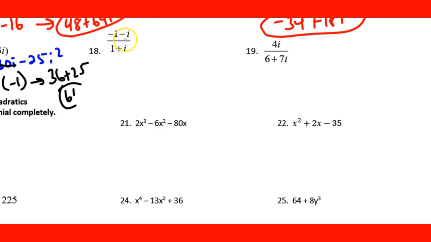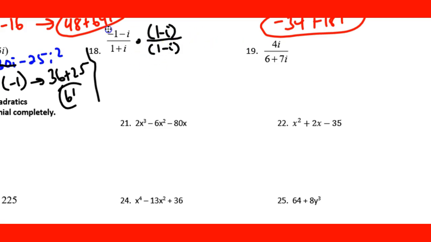Right here, for 18, what you got to do is find the conjugate of the bottom. Remember how we find the conjugate? You change the sign in front of the imaginary part. So you have 1 minus i. The conjugate of 1 plus i is 1 minus i. And since you do it at the bottom, you got to do it at the top as well. You multiply the bottom and the top to get rid of this, because you can't have a complex number in the denominator.